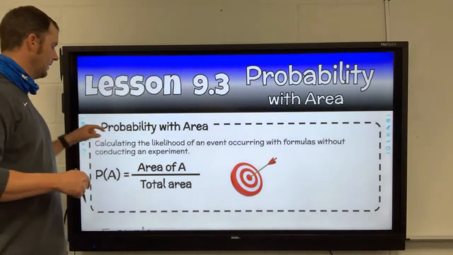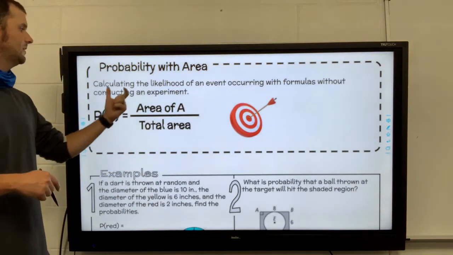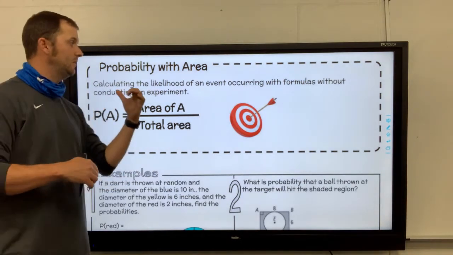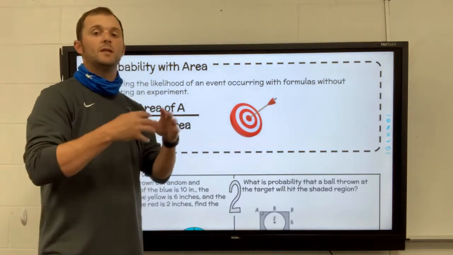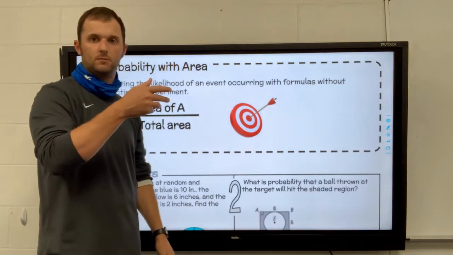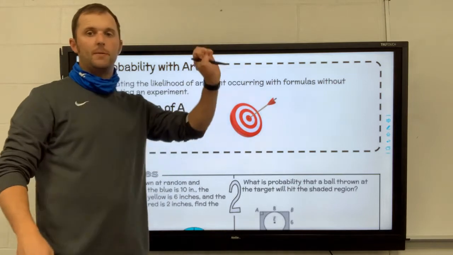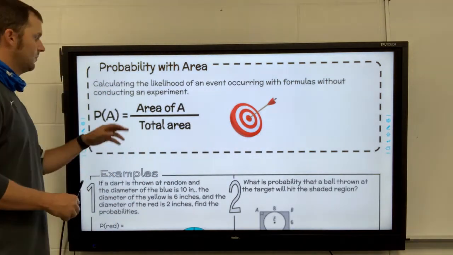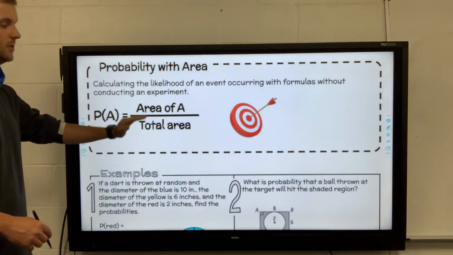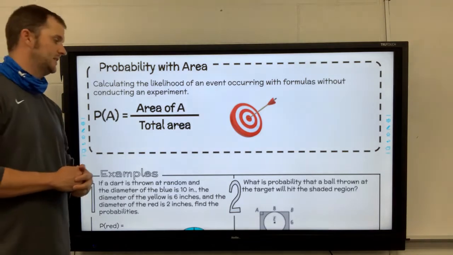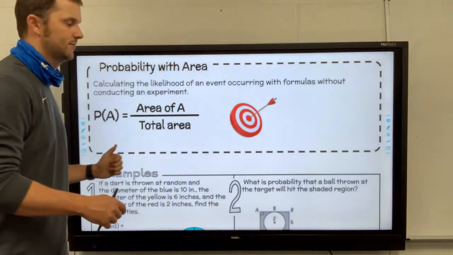So probability with area tells me the likelihood of an event occurring, calculated with formulas without conducting an experiment. So whenever I'm doing area probability, I'm dealing with theoretical probability. What is the probability of me hitting that target before I throw it, okay? Just like there's a place in Waco where you can go throw axes at a target, what's the probability of me hitting that piece of the target? Remember, the probability of A happening is the total area of what I want over the total area of that space. Let's take this idea and apply it to our examples.